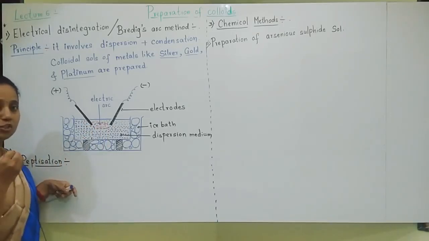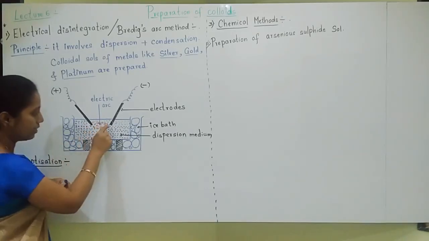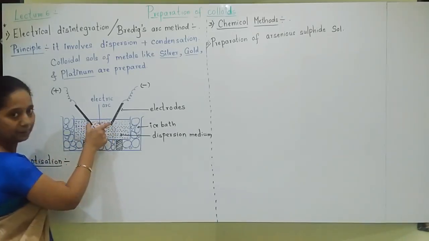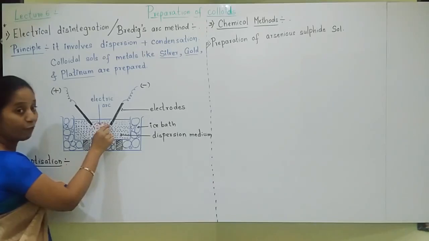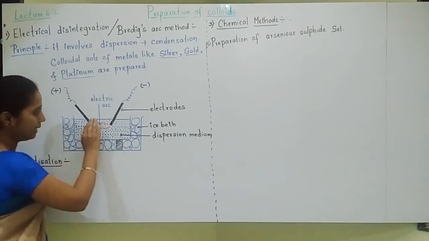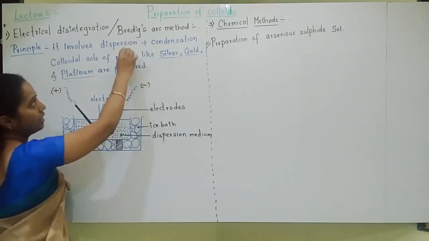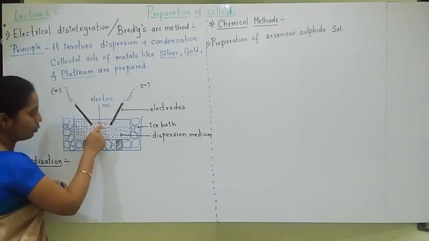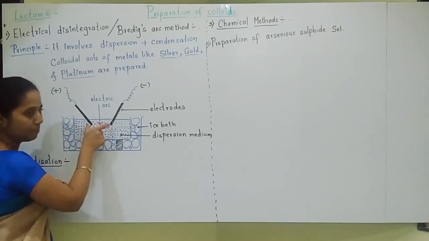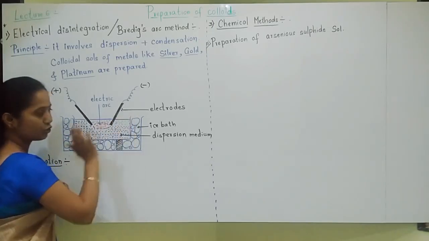Electric current is passed. The electric arc is produced. The electric arc produces a large amount of heat. That heat vaporizes some of the metal. Due to the arc produced, heat is liberated, and that heat vaporizes the metal. Now those vapors of metal get dispersed in the water or in the dispersion medium. Understood? Dispersion takes place. Who gets dispersed? Vapors of metal. Due to the arc, heat is produced, heat vaporizes the metal, and those vapors of metal get dispersed in the dispersion medium.